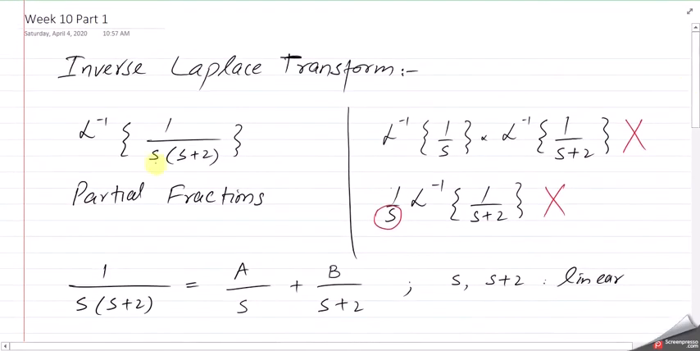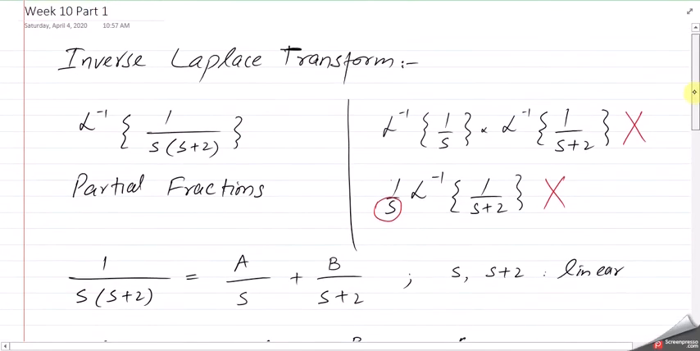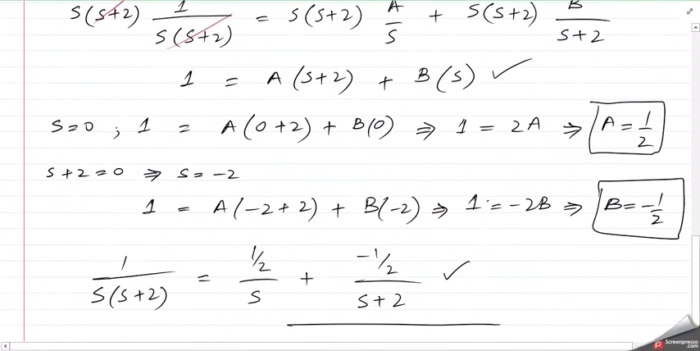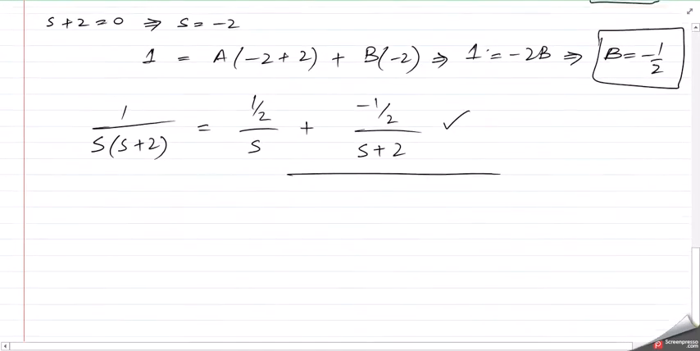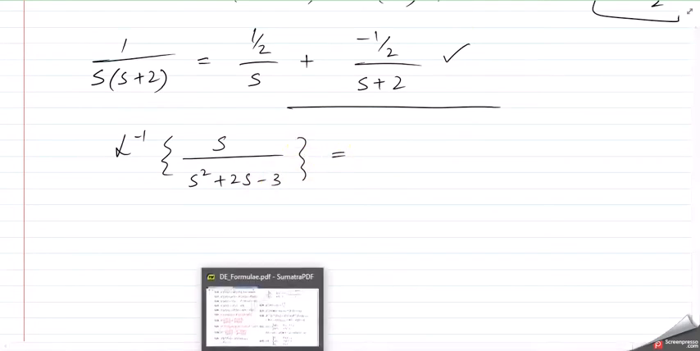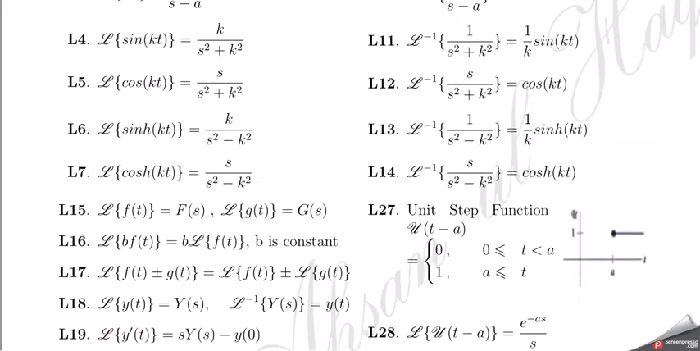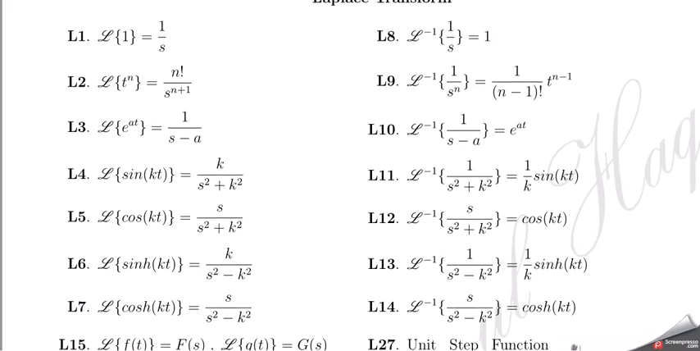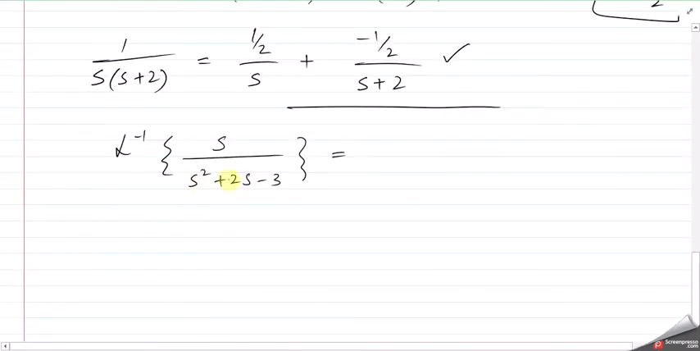So we started with, if we have to find Laplace inverse of something like this. What do we do? I will start with another question, just to add to our practice. So Laplace inverse of S over S square plus 2s minus 3. As you can see again, our formula sheet does not answer this question directly.